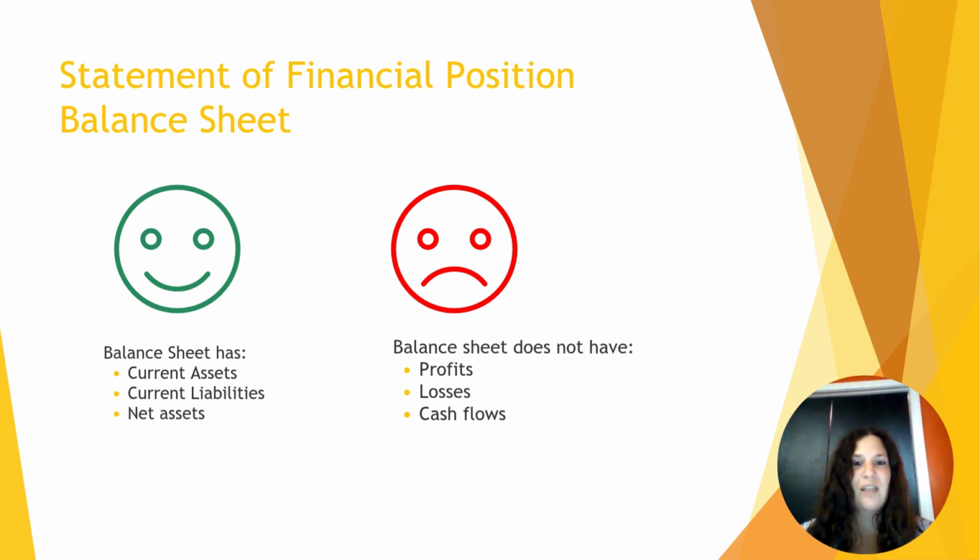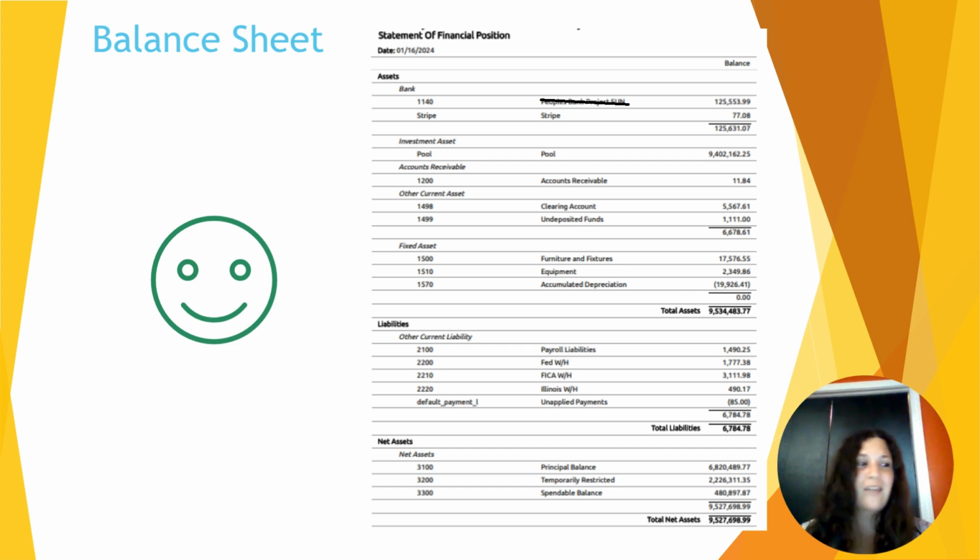In regards to statement of financial position, we're looking for the balance sheet. And there is a bit of confusion regarding this document upload. So the balance sheet contains the current assets, the current liabilities, and the net assets. It does not have the profits, loss, or the cash flow. So in the next slides, we are going to show you some examples. So this is a thumbs up, a good example of the balance sheet. It has the assets, the liabilities, and then the net assets at the bottom.